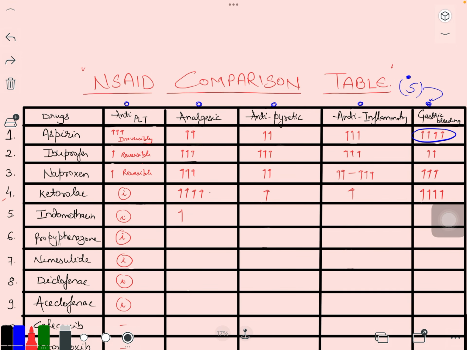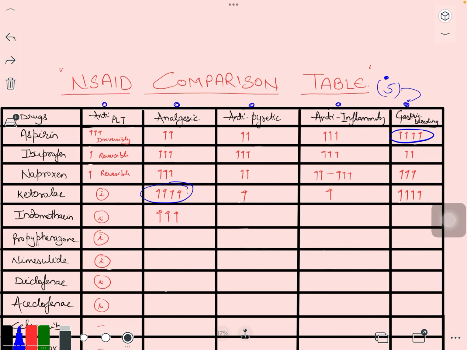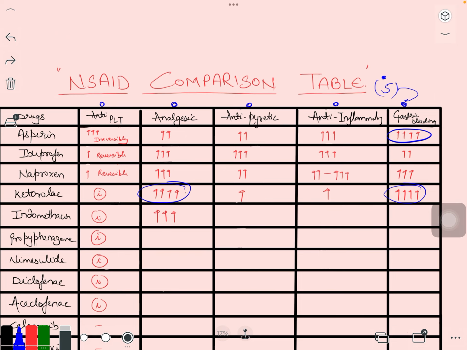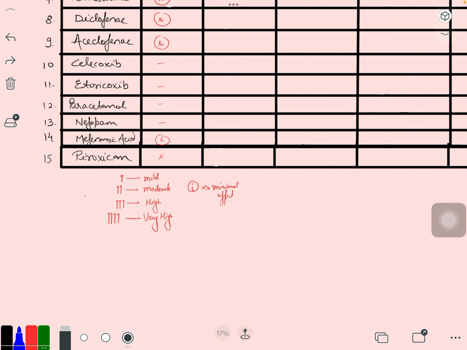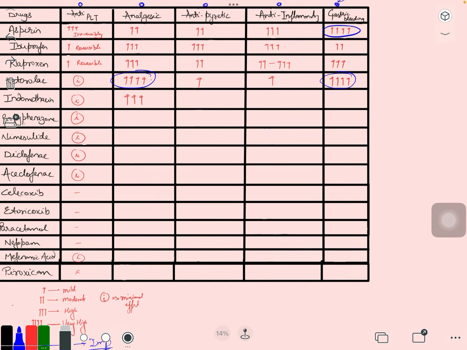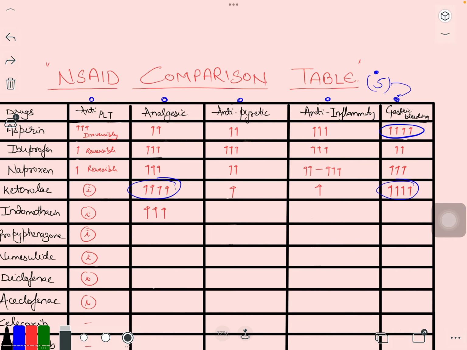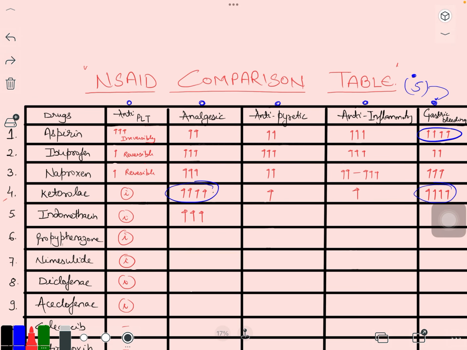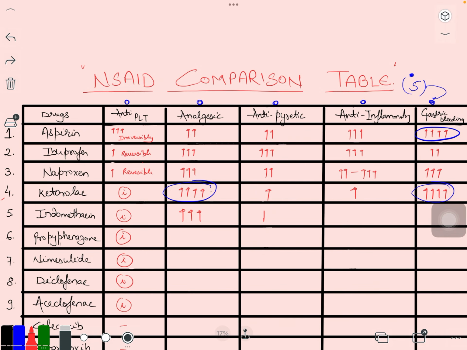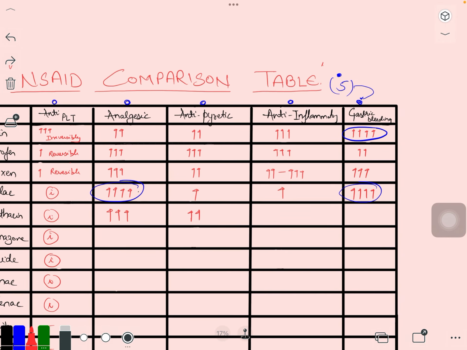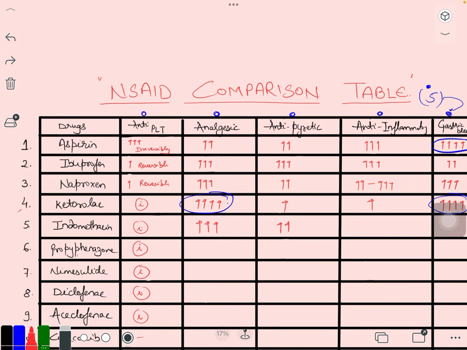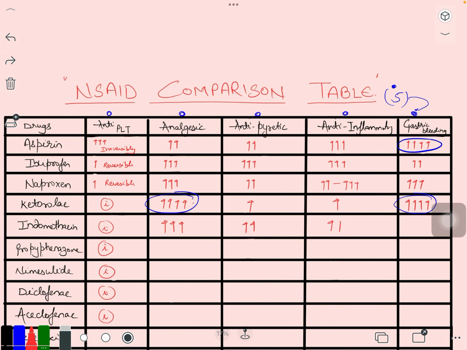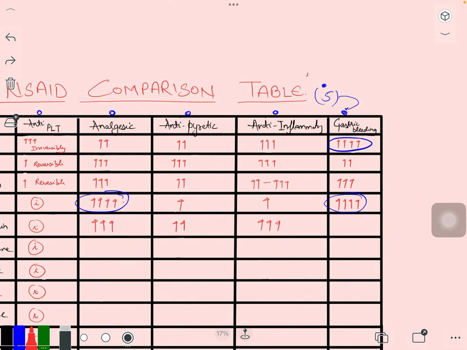Next is indomethacin. It has a high, let's mark this like this. All these high properties, very high. Let's mark it like this. This is important to keep in mind. So we were doing the indomethacin. For the indomethacin, the antipyretic effect is moderate. And then we have the anti-inflammatory property. Anti-inflammatory property for the indomethacin is high, and the indomethacin has a high power to cause gastric bleeding.